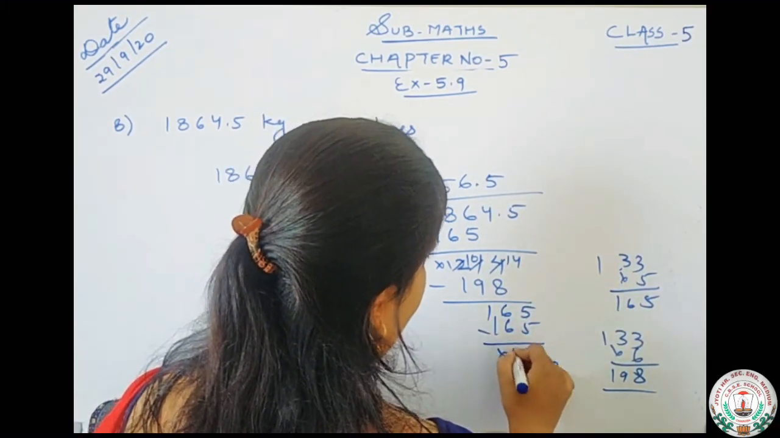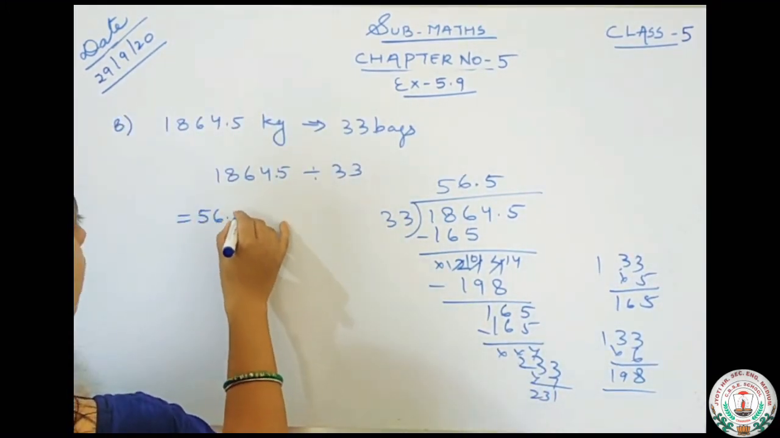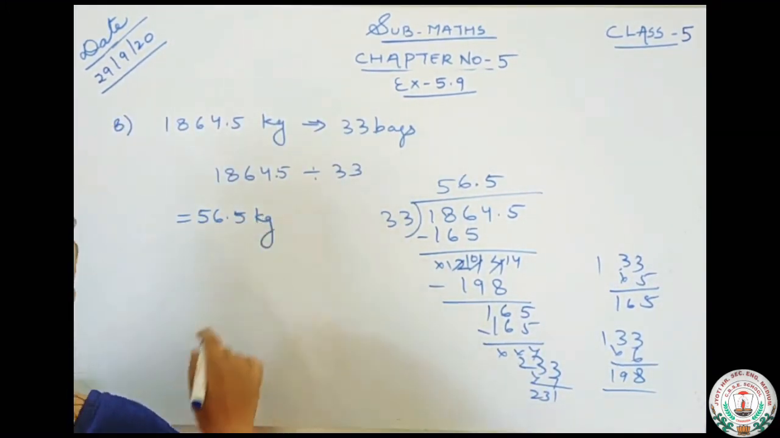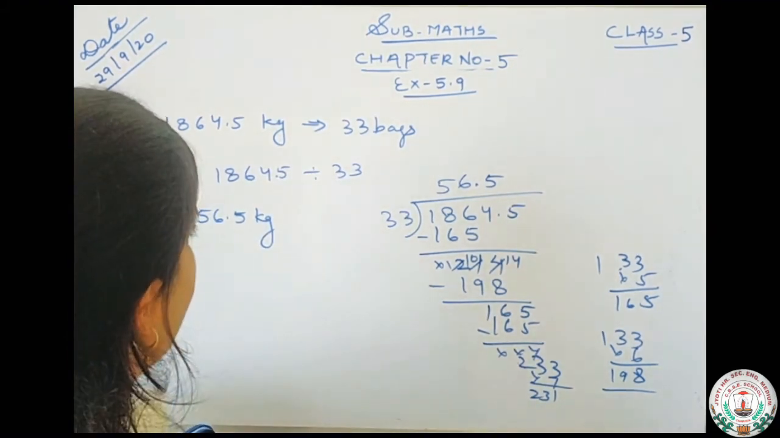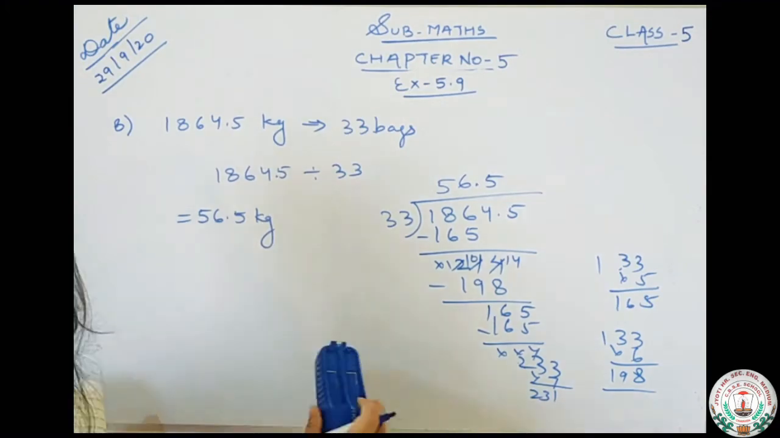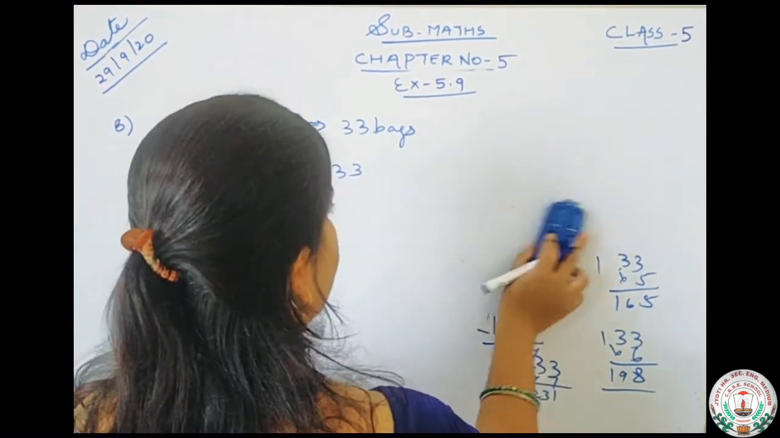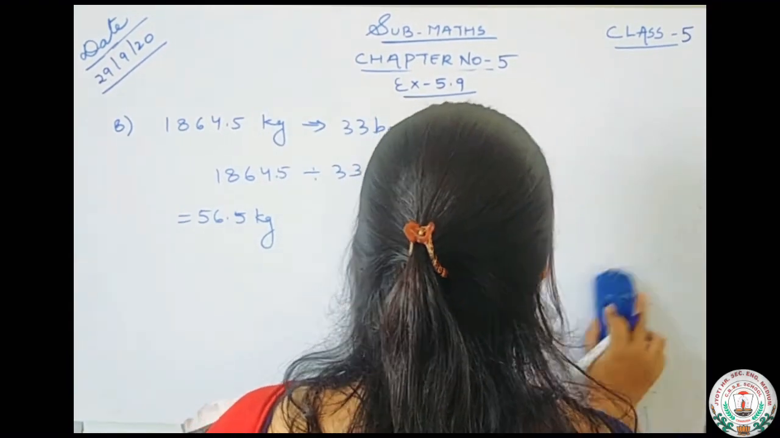So what is our answer? Our answer is 56.5 kilogram. Okay. So how much wheat is there in one bag? 56.5 kilogram. Now the rest of the question you will try to solve on your own.